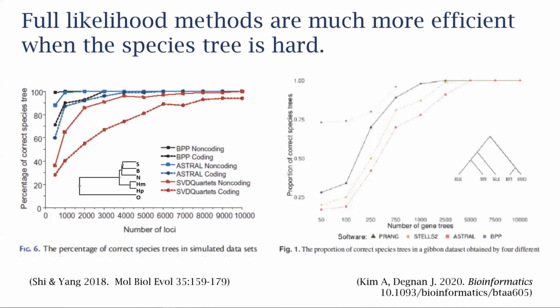So here's another slide with some earlier simulation studies. I guess there were not entirely simulation studies, but they compared different methods. So BPP compared with Astro and SVD quartets. So this is the percentage of getting the right tree. So the trees here, they are difficult. And the full likelihood methods are much more efficient. They are not really comparable here. This is another paper by Kim and Dinkler.